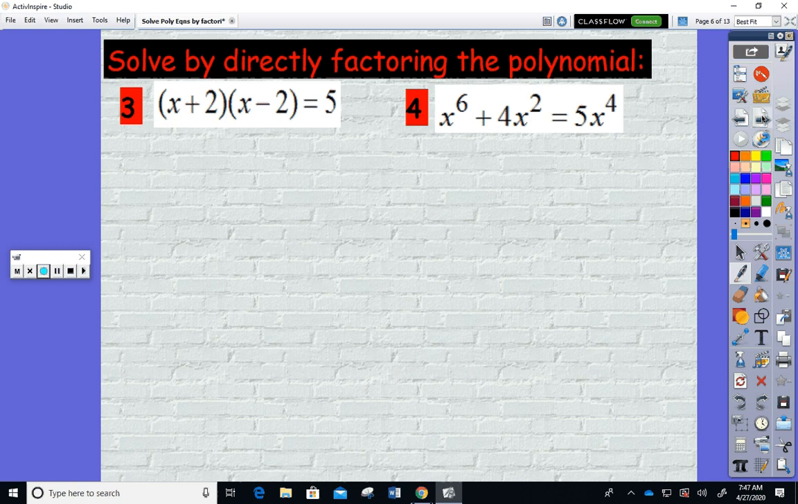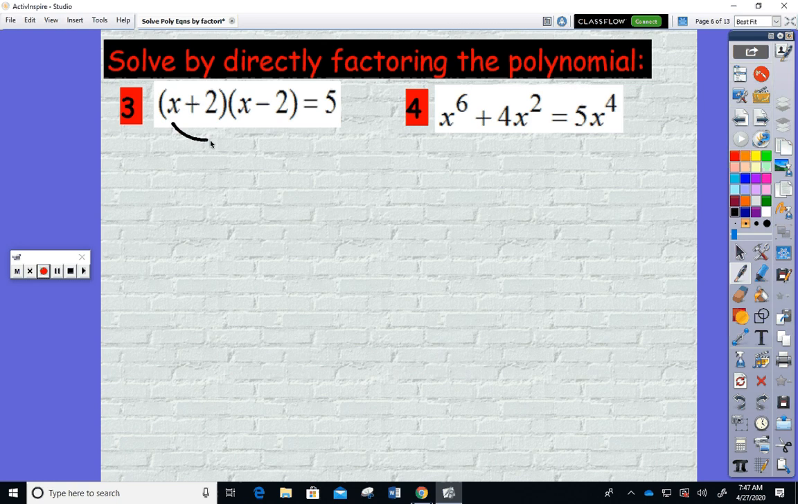All right, so take a look at number 3. Number 3 is actually not a higher order cubic, but this would be something that sometimes catches people off guard. The left-hand side's in factored form, but the right-hand side equals 5. So the factored form doesn't help us at all. So you need to start on the left-hand side by using the FOIL method.